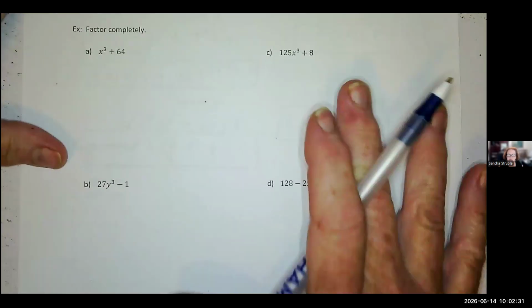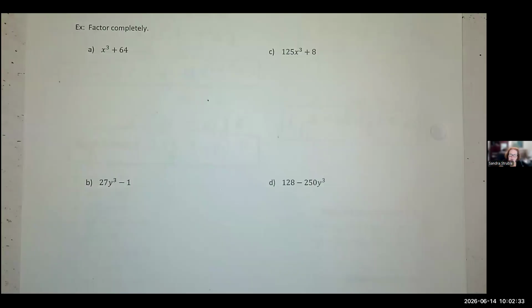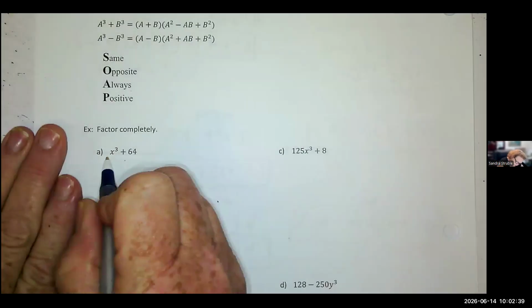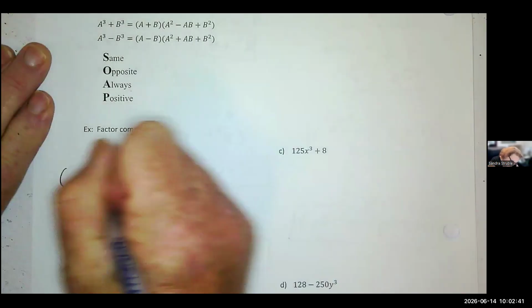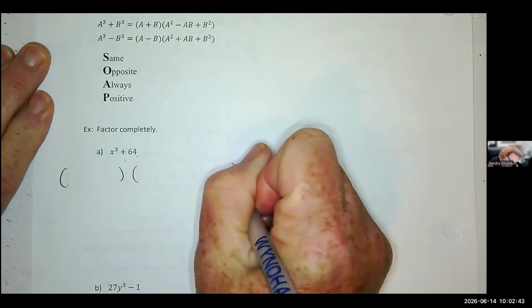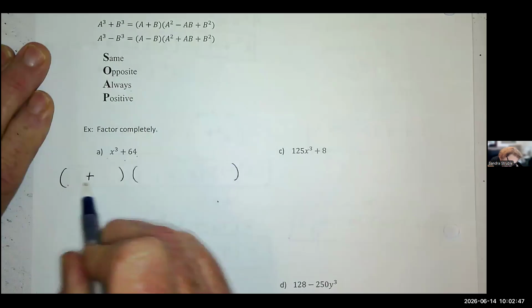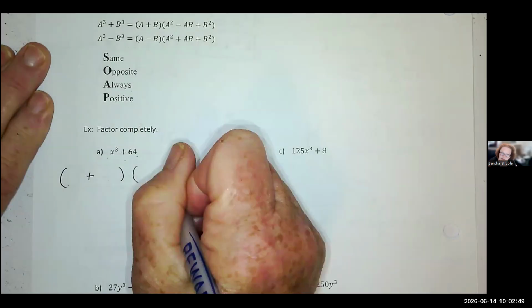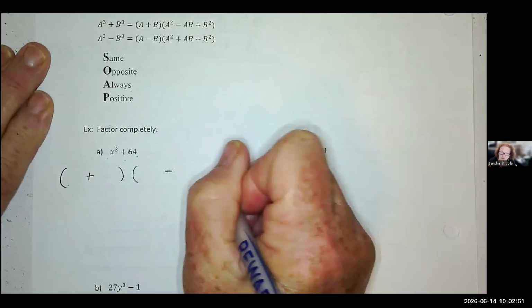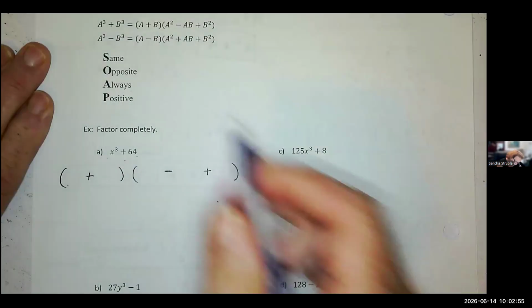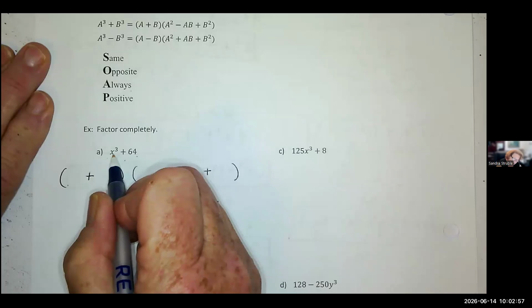All right, factor completely. So let me show you how this works. I'm going to start with doing the sum because this is the sum of 2 cubes. So we've got a binomial and a trinomial. It's the sum, so your binomial is positive. Your trinomial has a negative for the middle term and everything else is positive. All right. You have to take the cube root of x cubed, which is x, and the cube root of 64.